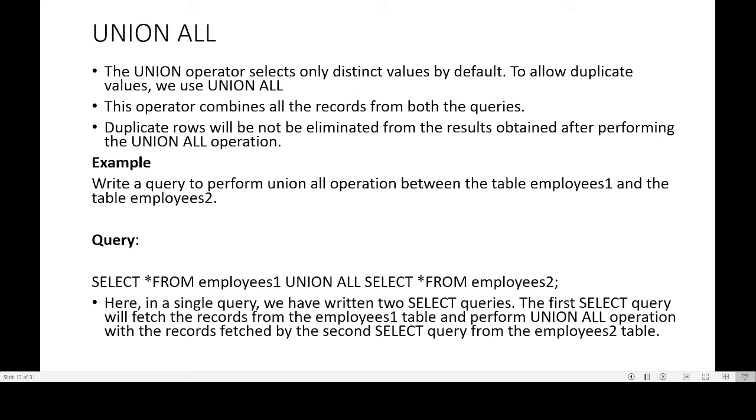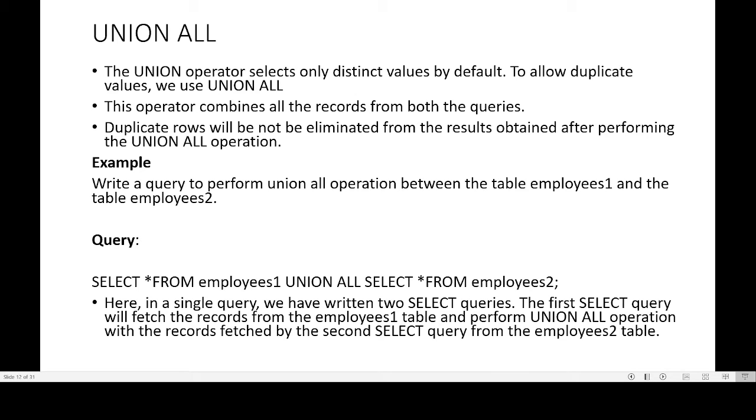Union all is also similar to union, but the difference is that in this case, all the rows will be present. The duplicate rows will not be eliminated from the result. So that is the difference. This operator combines all the records from both the tables, and the duplicate rows will not be eliminated from the result obtained after performing this union all operation. So we can write this query to perform it.